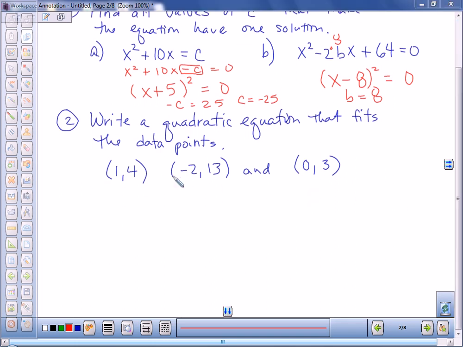All right, let's take a look at the next one. This is a nice one because this gives us a 0, 3. This is our y-intercept. So when we go to plug it into y equals ax squared plus bx plus c, this last one is our c. So we've really already found c. So let's go ahead and plug these in. We'll plug in 4 for y and 1 for x. Okay, now we'll do our second one. We'll plug in 13 for y and negative 2 for x.